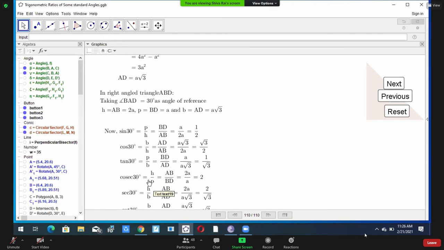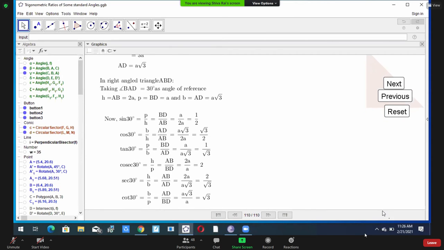Relation between sec and cosec, relation between cos and sec, relation between tan and cot. Already I have told you, they have a reciprocal relation. Now cosec 30 degree equals H upon P. H means hypotenuse AB and P means BD. So substitute the value: AB equals twice A, BD equals A, and A cancels, 2 remains. So cosec 30 degree equals 2.